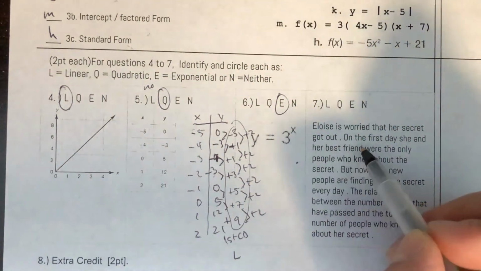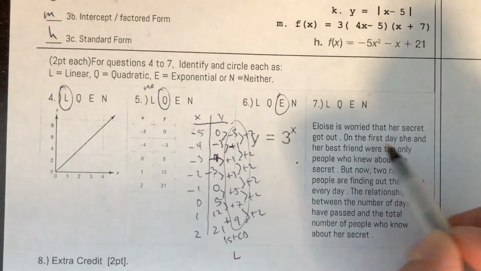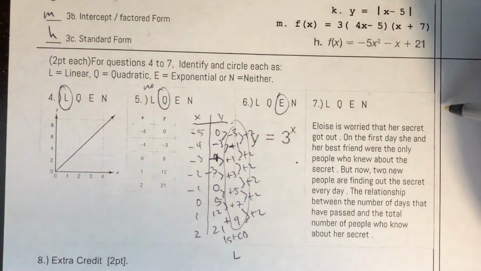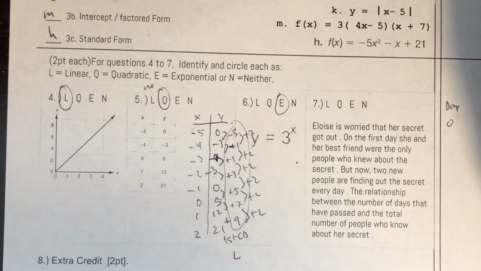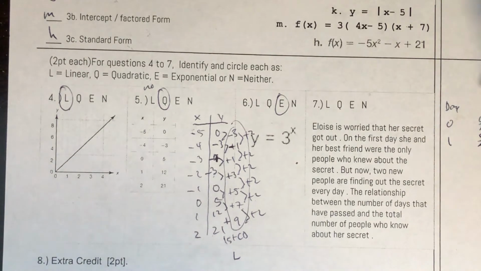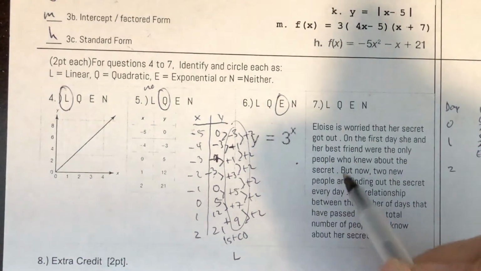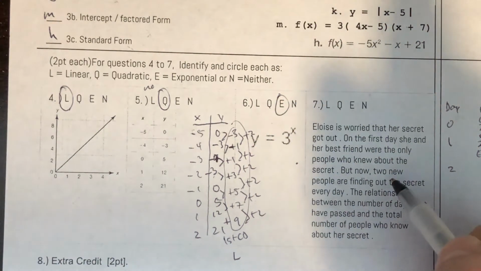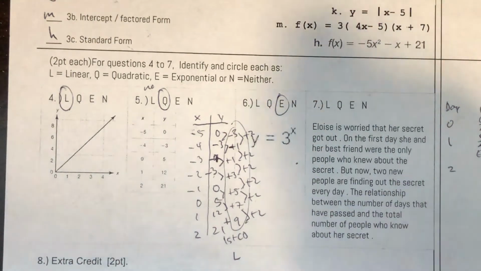Eloise is worried that her secret got out. On the first day, she and her best friend. So I like to make a chart. Day 0, who knows the secret is just Eloise, or Elo we call her. The first day, then it's her and her friend. And if you want to think about it, this is Elo and then her friend. We're the only ones who knew about it. But now, 2 new people are finding out the secret every day.